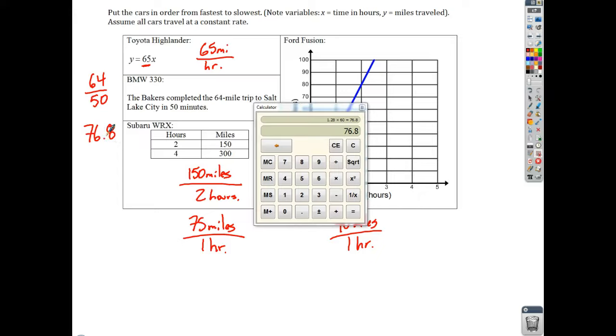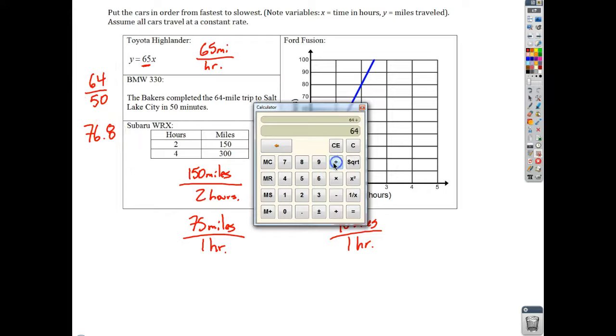So let's do this. If the Beemer is going 64 miles in 50 minutes, then I'm only 10 minutes away from an hour. So I'm going to divide this by 5. 64 divided by 5 will tell me how much they travel in 10 minutes, and then I can add that right back onto here. So I should get something like 12.8.